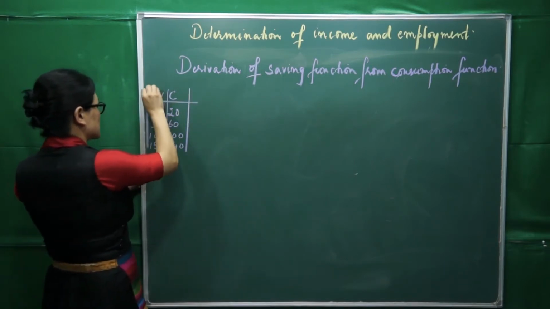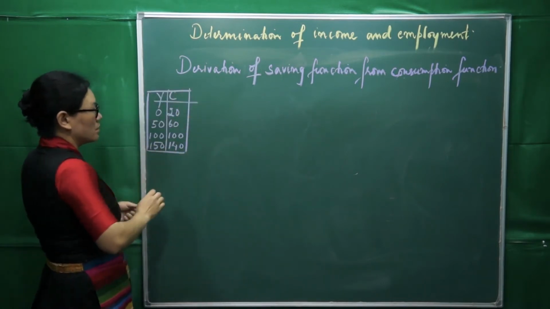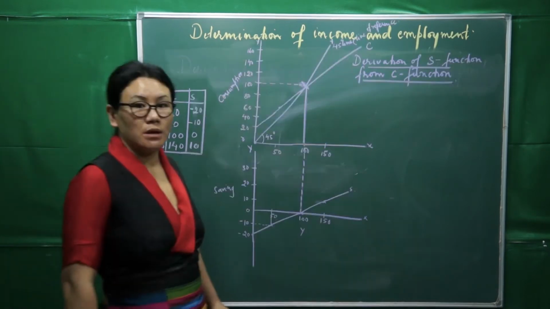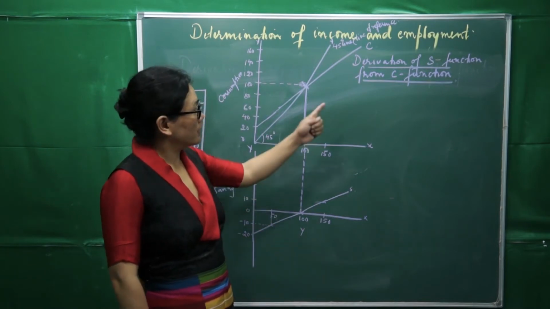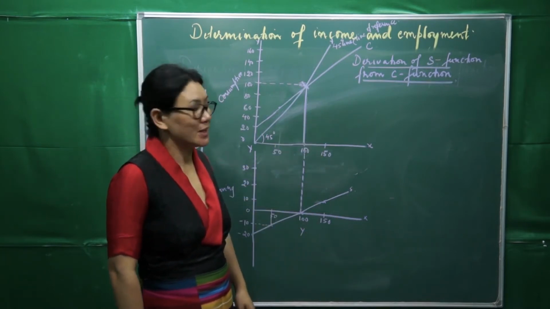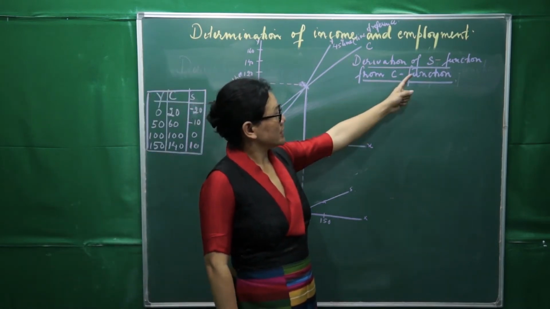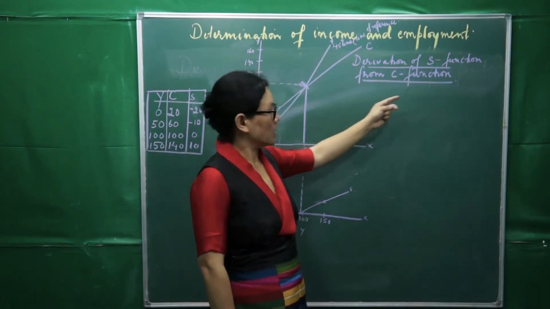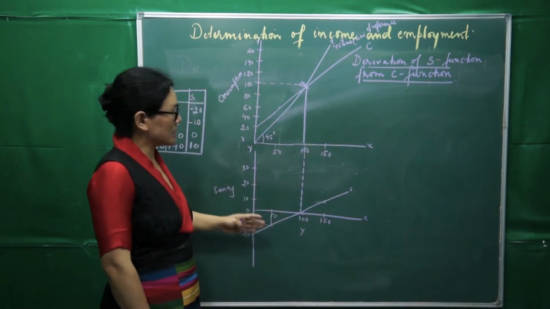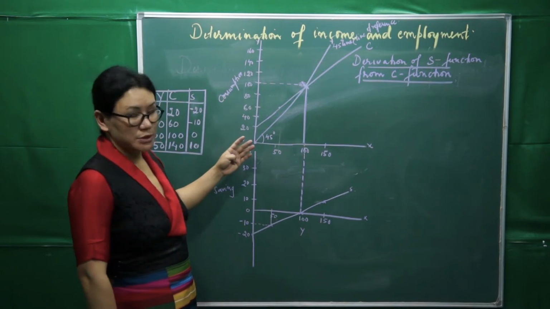Use this schedule, draw the consumption function schedule. Okay, now the derivation of the S function from the C function. The S function is the saving function, right? And we have to derive the saving function from the C function, that is, the consumption function. Using this diagram, we will see the derivation process.